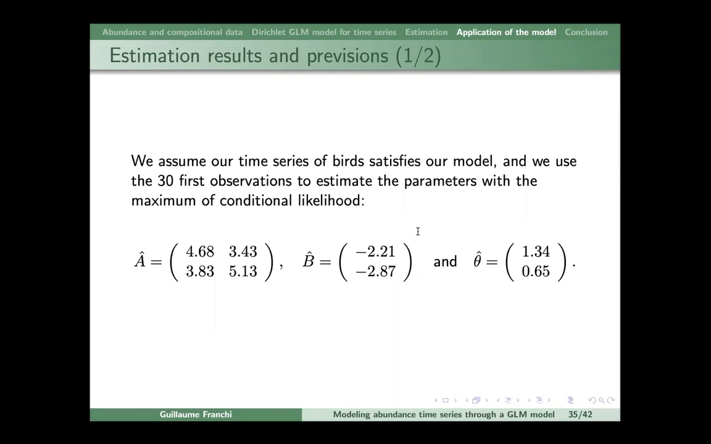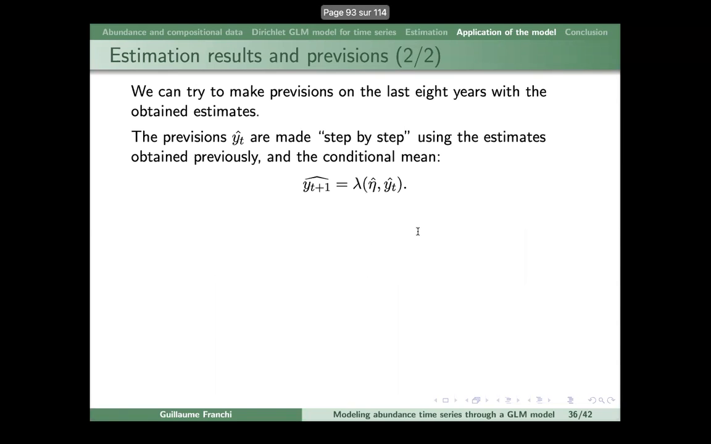What I wanted to do was to make predictions on the last 8 years, because here I just took the first 31 observations to make the estimation. I assume it's not very good because I have too few observations, but still, I wanted to take a look at the last 8 years. The predictions are made step by step, meaning that if I have the prediction at time t, I will make the prediction at time t plus 1 by taking the expected mean with parameter eta hat and the prediction right here.